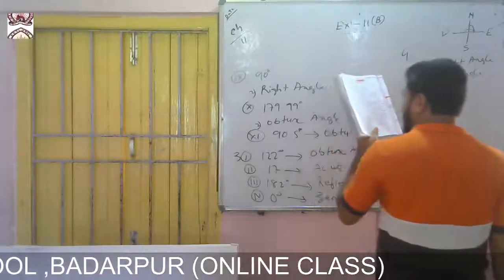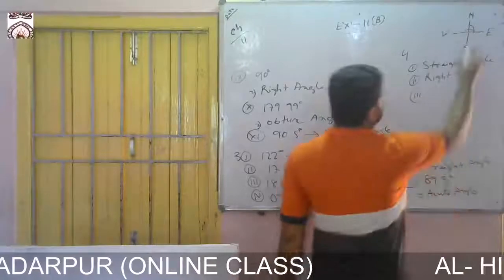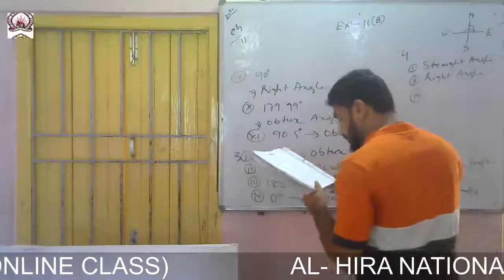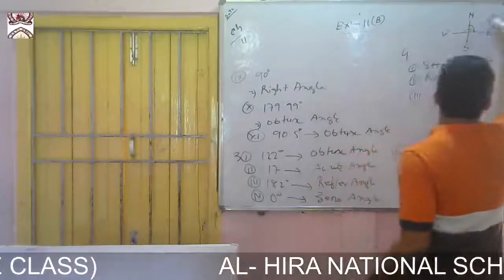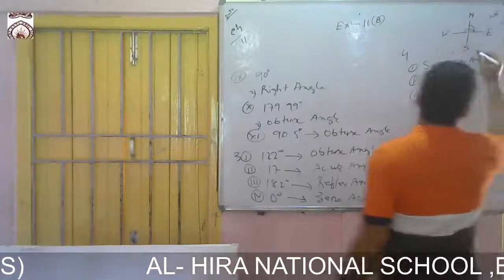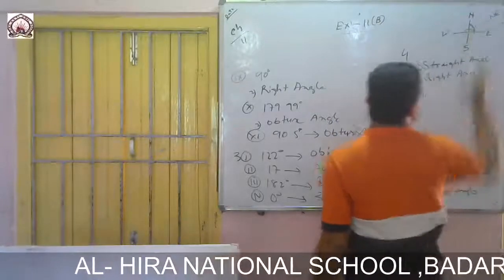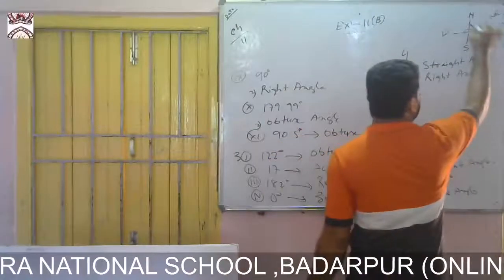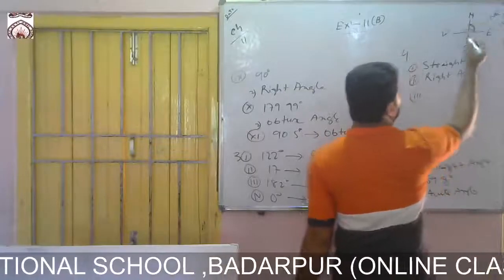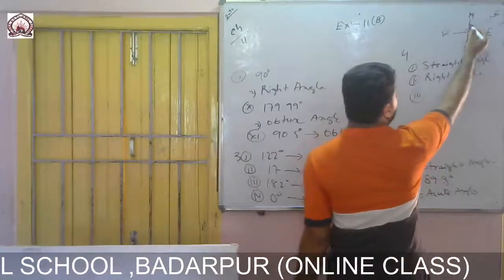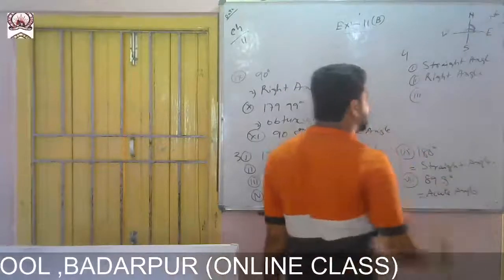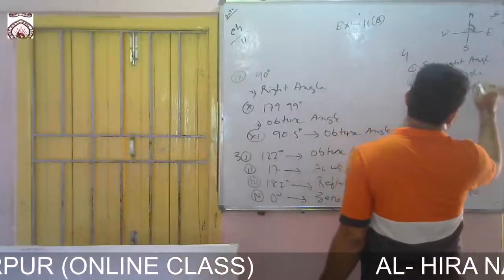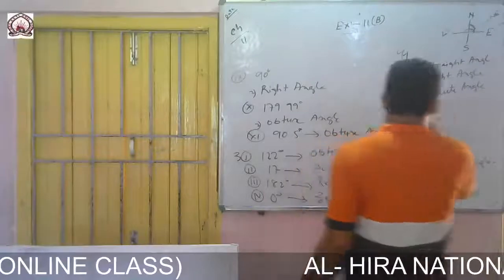Number 3, north and northeast. North to northeast, up to this much. So it is less than 90 degrees, because the whole is 90 degrees, and up to this much it is less than 90 degrees. That is an acute angle.